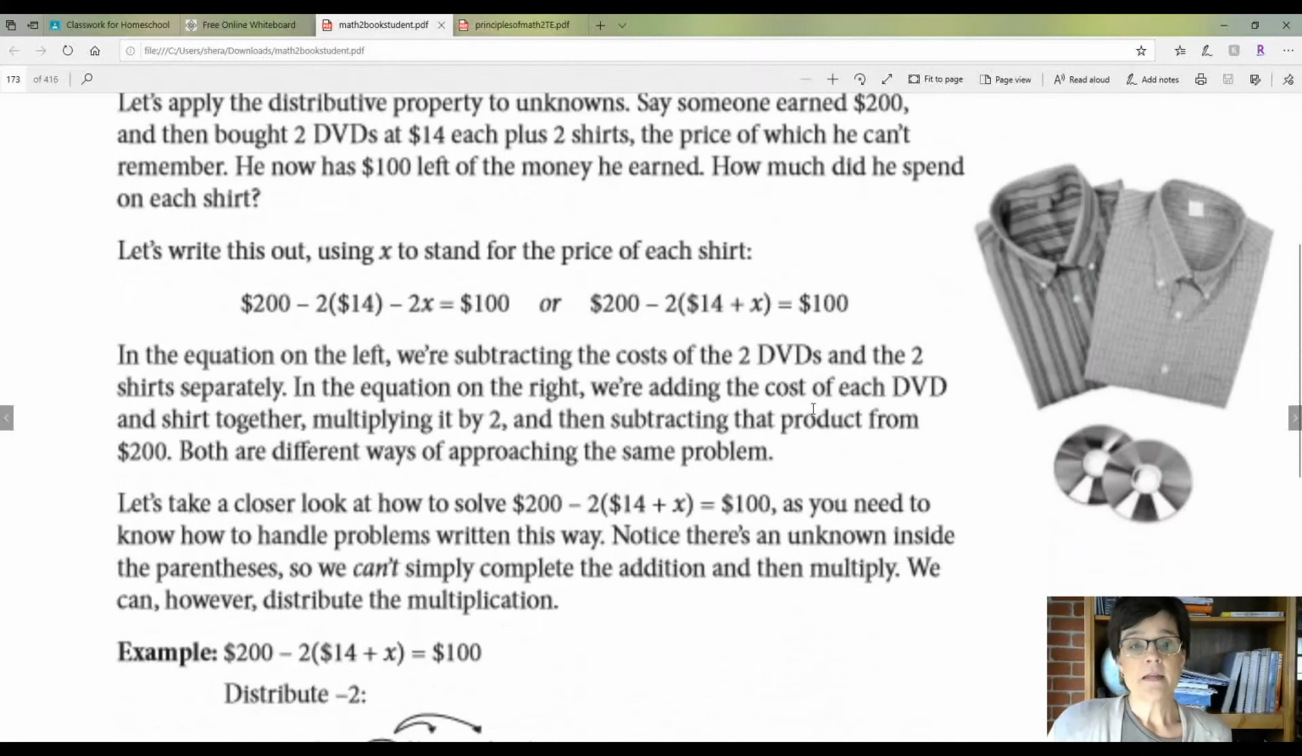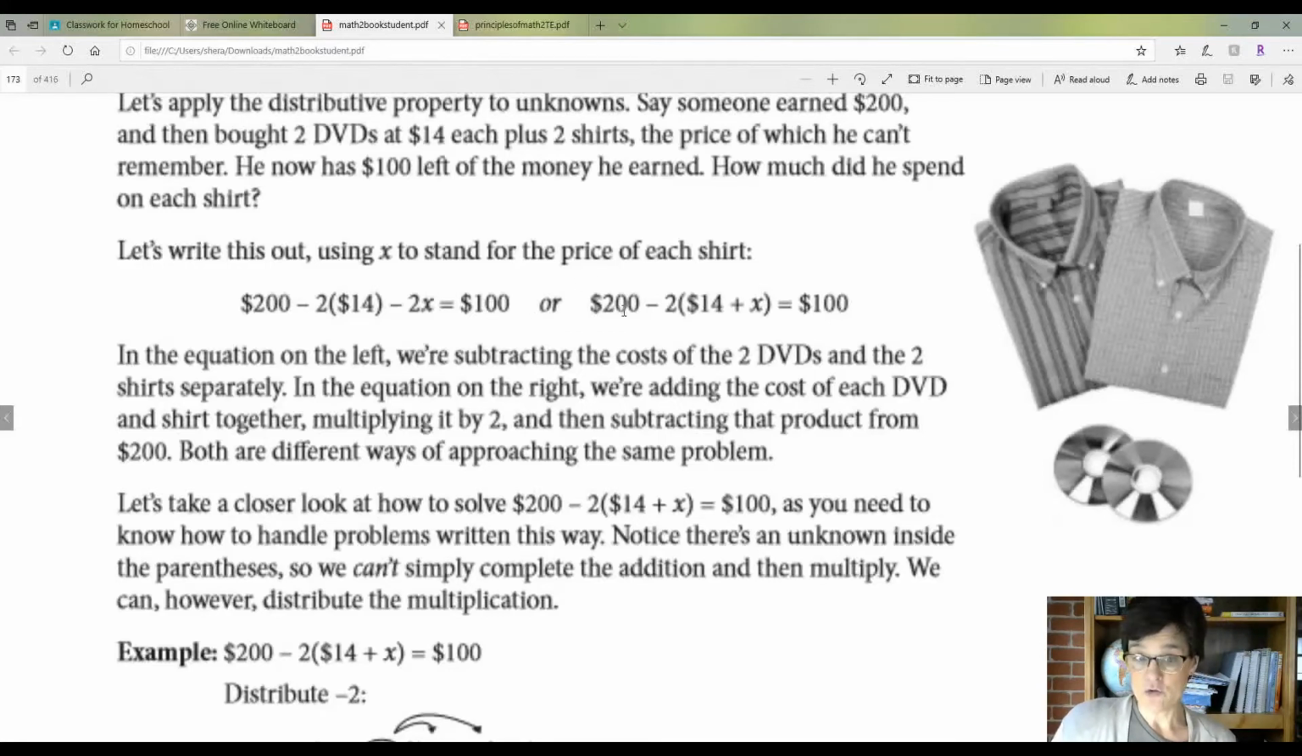Okay, now let's apply the distributive property to unknowns. Say someone earned $200. They bought 2 DVDs at $14 each plus 2 shirts, the price of which he can't remember. He now has $100 left of the money he earned. How much did he spend on each shirt? So let's write it out. $200 is what he had in his pocket, minus 2 DVDs at $14 each, minus 2 shirts of which he can't remember the price, and now he has $100 left.